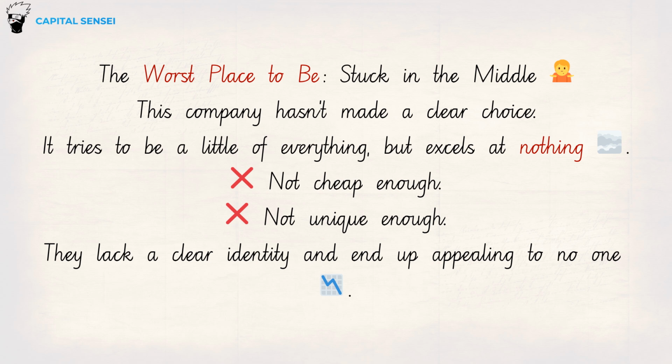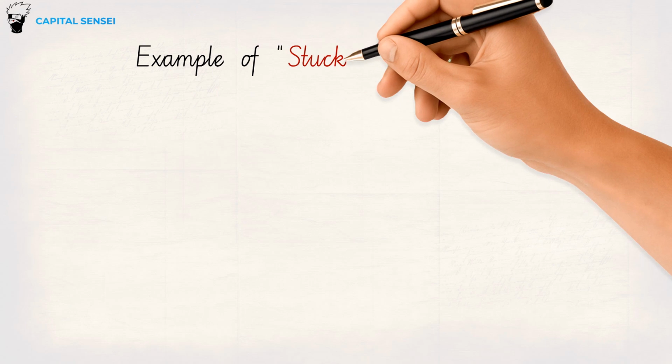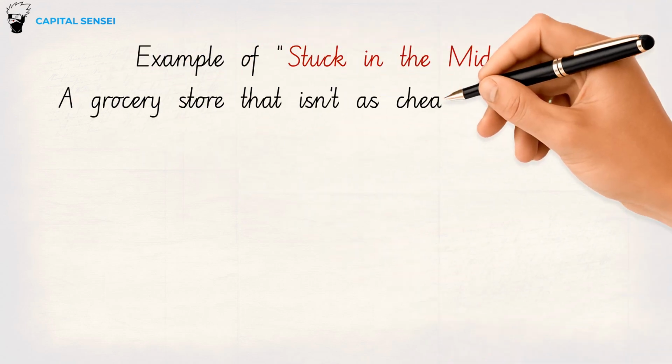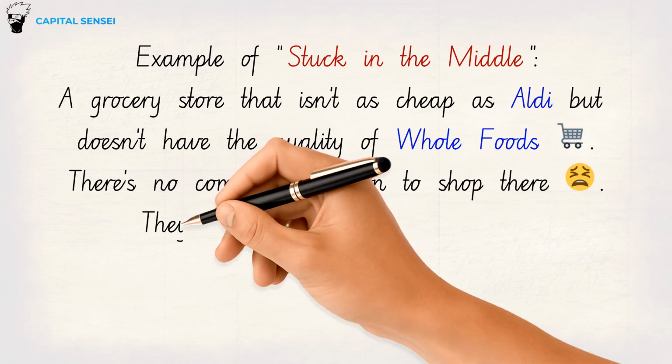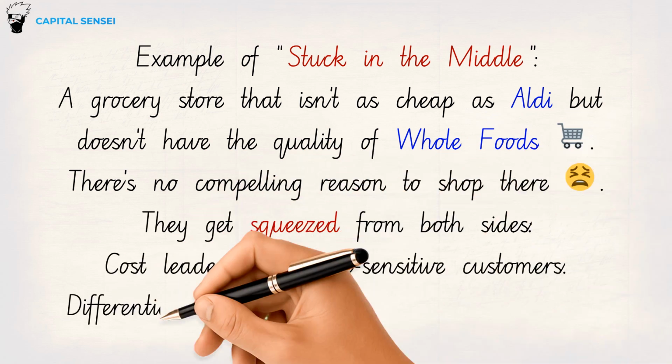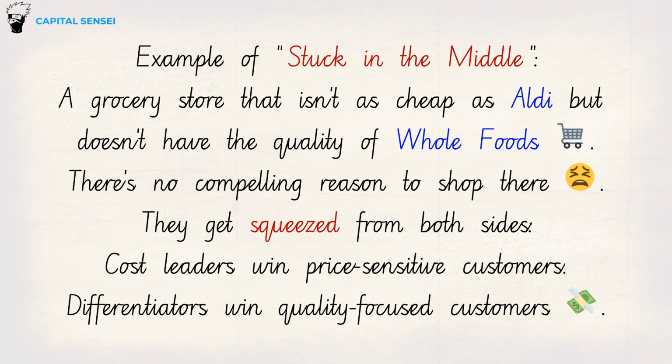These companies lack a clear identity. Their culture is confused. Their processes are inefficient. They try to appeal to everyone and end up appealing to no one. Think of a grocery store that isn't as cheap as a hard discounter like Aldi, but also doesn't have the high-quality selection and experience of a premium grocer like Whole Foods. It's just there. It has no compelling reason for a customer to choose it.